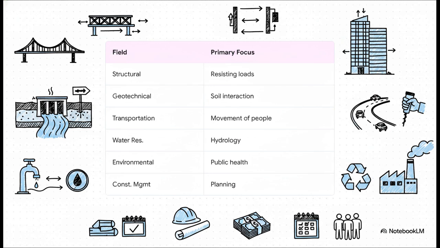Now, if you decide to enter environmental engineering, your days are going to be spent managing public health, water treatment, and pollution control. Transportation engineers, on the other hand, focus on traffic flow and road geometry. And then construction managers are the ones who tie it all together by strictly controlling schedules, budgets, and manpower.